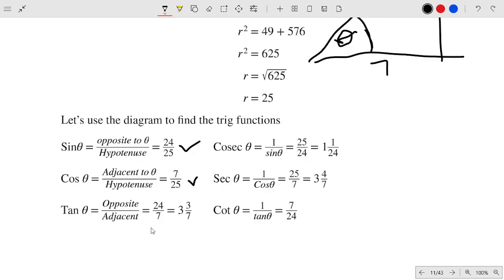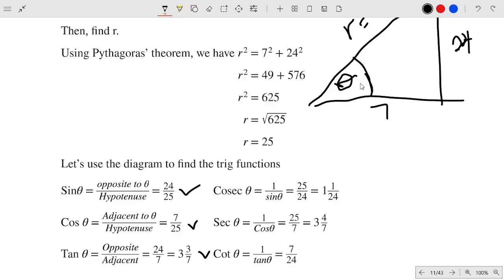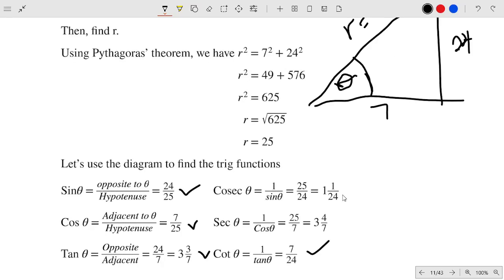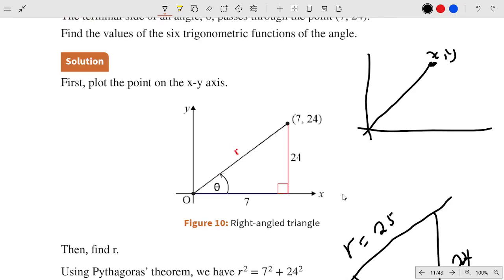Then the tan theta. Tan is opposite on adjacent, which is 24 on 7. Now its reciprocal, which is cot theta, is 1 on tan theta. So this is simply 7 on 24. Simple as that.